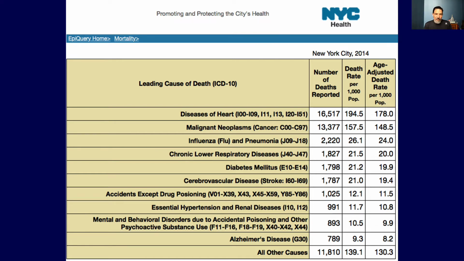And we've seen slight changes in the rates and the numbers of death that are not necessarily due to changes in what's happening with the causes of death, but more due to the improvements in the ability of providers to report information on the causes of death.